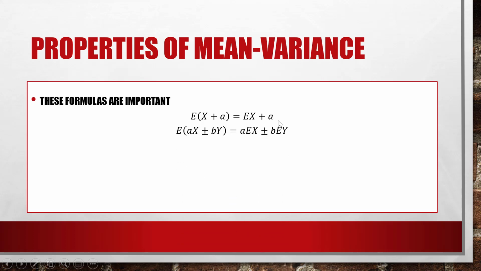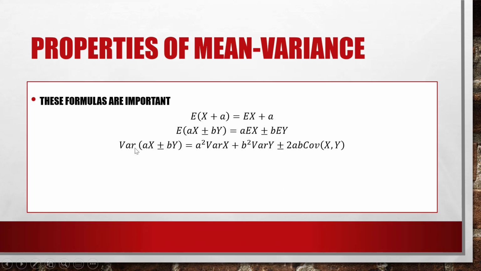Now the expected value of aX plus or minus bY is equal to aE[X] plus or minus bE[Y]. Here a and b are constants, and X and Y are random variables.